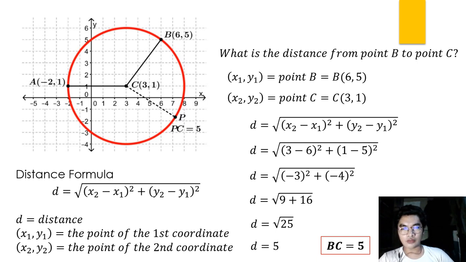So let us now go back to the figure. As we observe, BC is equal to 5 and PC is equal to 5. According to the definition, all radii have the same length. And if we are going to find the diameter, we need to double the length of the radius. So the diameter of this figure is equal to 10.